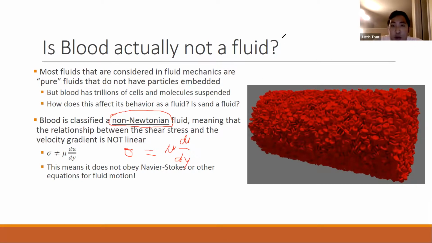Blood is also non-Newtonian, but in the other direction. In oobleck, the faster you shear it, the harder it becomes, so that's called a shear thickening fluid. Blood is the opposite. The more you shear blood, the thinner it gets, which is why it's called a shear thinning fluid. And because blood is a non-Newtonian fluid, it doesn't obey the Navier-Stokes equations or any other equations of fluid motion, not exactly anyway.